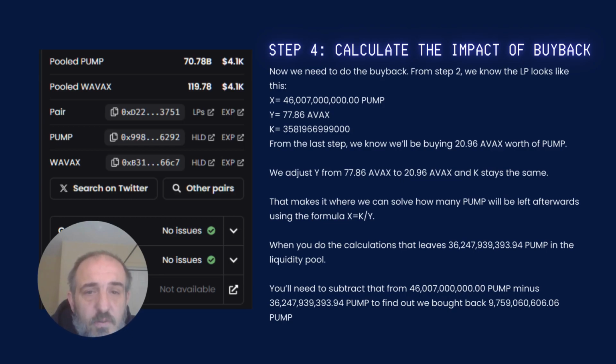We can use the formula X equals K divided by Y to solve how much pump we have. When you do the calculations, that leaves 36.25 billion pump in the liquidity pool. So you'll need to subtract that 36.25 from the liquidity pool, which was at 46 billion. That means we bought back around 9.759 billion pump, which means it's realistically taking around 2% out of the supply that will be burning from that. And then you also have the other amount, which we'll discuss in a minute as well.